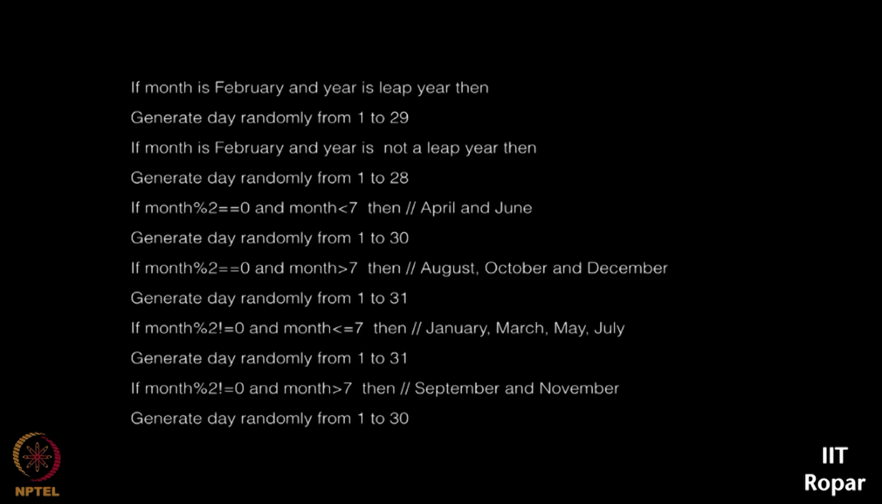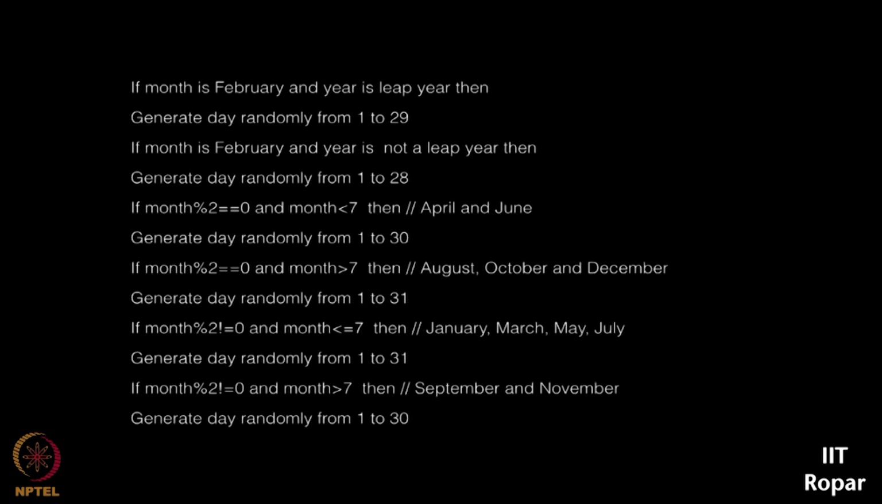now we have to write a pseudocode to generate the birth dates randomly. Okay, so as I said, different months comprise different numbers of days. So we have to take care of all the months and we have to generate the days accordingly. So we have here, if the given month is February and the year is a leap year, then we have to generate the day randomly from 1 to 29.